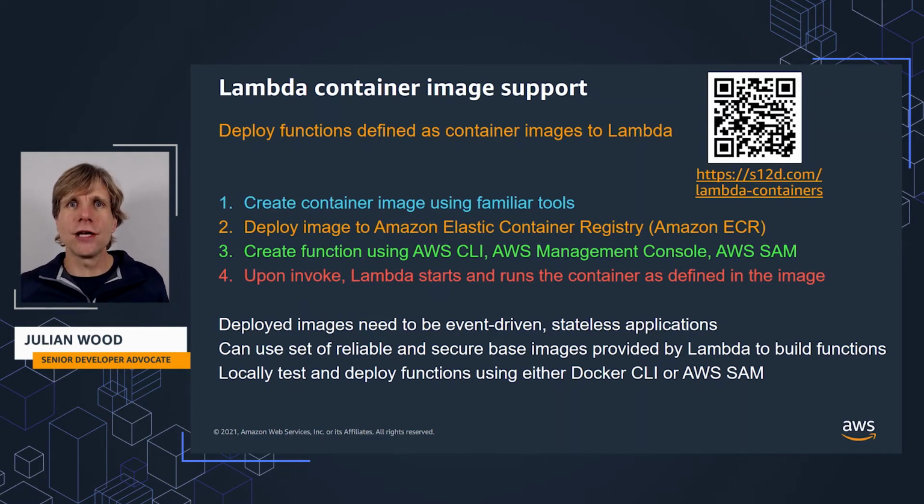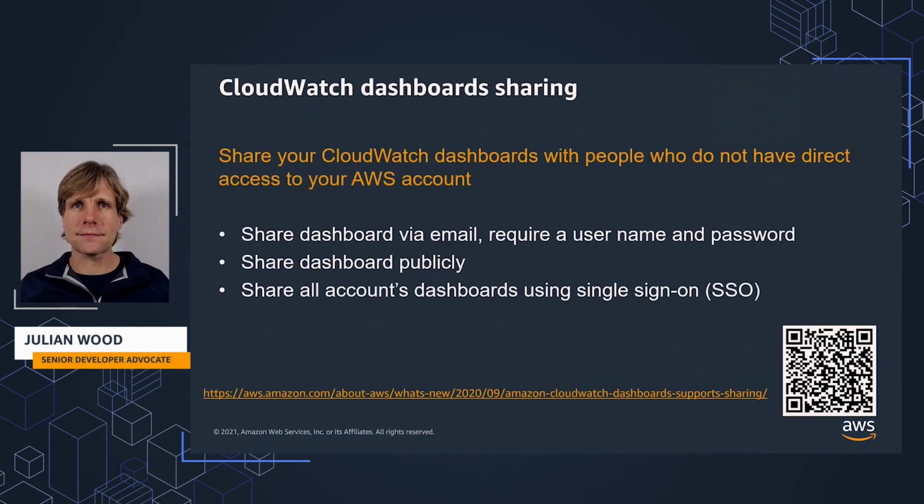This means you can now use familiar container image building constructs to add your observability tooling to your Lambda functions. Container images running for Lambda functions still need to be event-driven applications, as I explained earlier. Again, there is a lot of information about container image support for Lambda, so follow the link to read more.